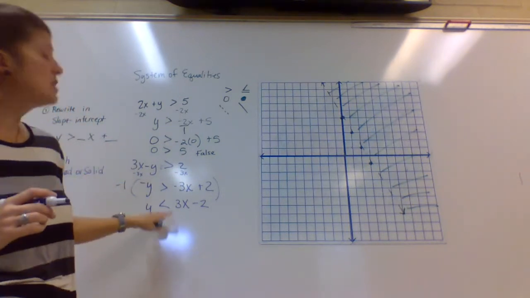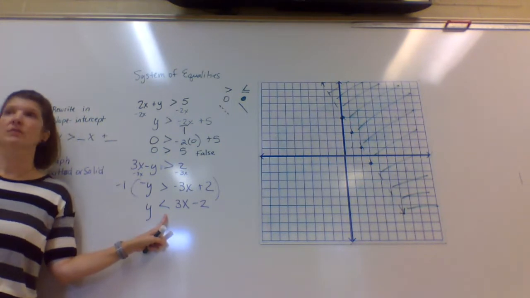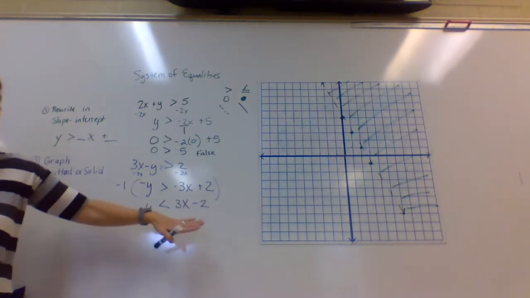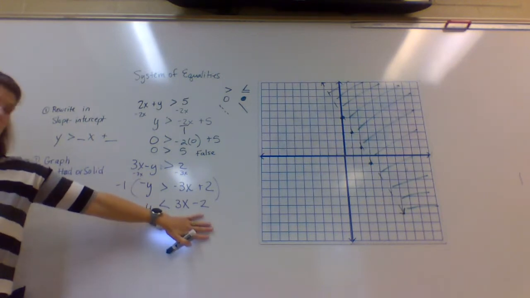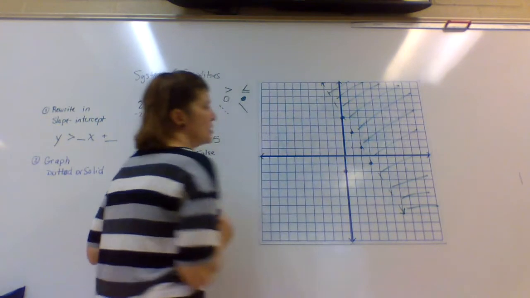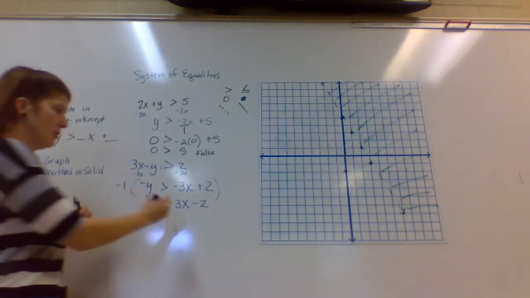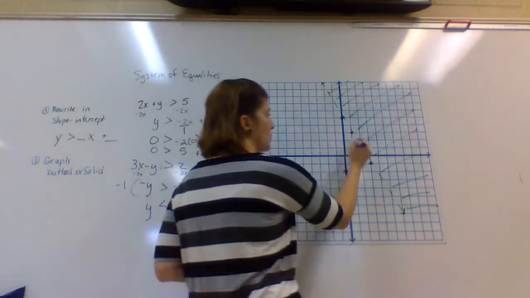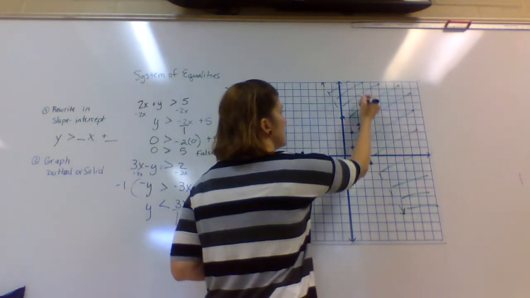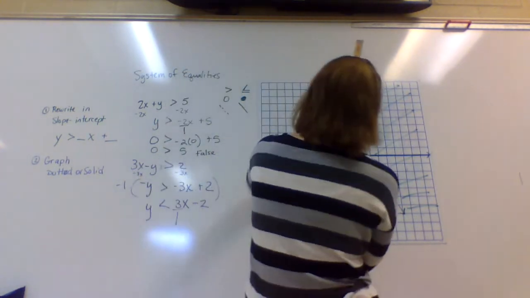But this one's going to be what kind of line? Dotted or solid? Dotted, because we don't have the or equal to. So I'm going to start where on the y-axis? Negative 2. Start at negative 2. And what's the slope for this line? 3 over 1. So from here, I go up 3 over 1. Up 1, 2, 3 over 1. Do it a couple of times just to make it easier to draw. And then I'm going to do my little dotted line.